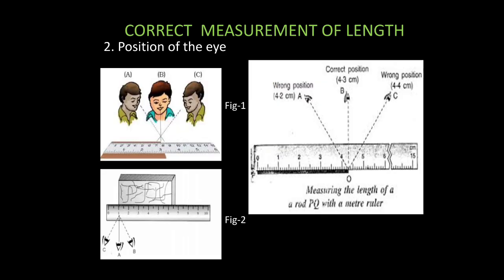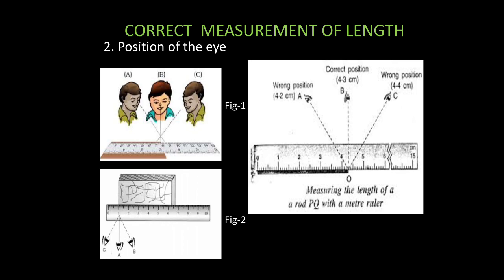Second, the position of your eye should be proper. Just see figure number 1. In figure number 1, 3 boys are trying to measure the width of the sheet. So A, B, C, 3 boys are there. All 3 of them are looking at the scale to find out the measure, to find out the length of that paper.